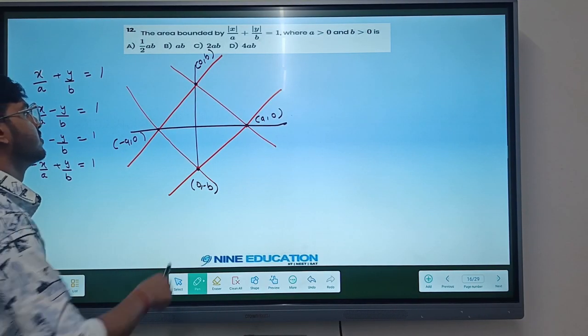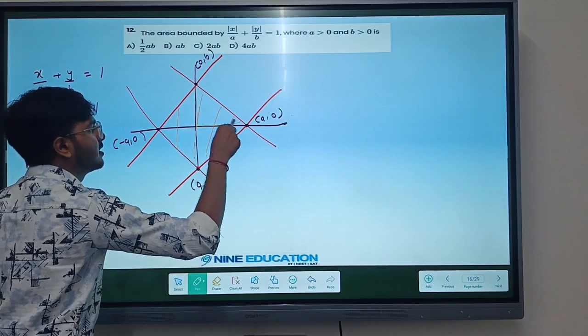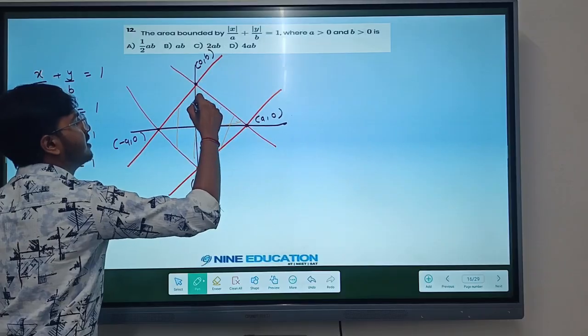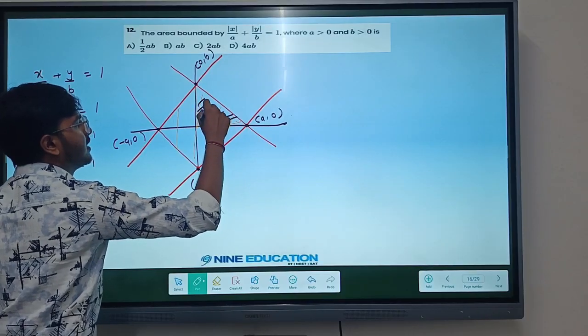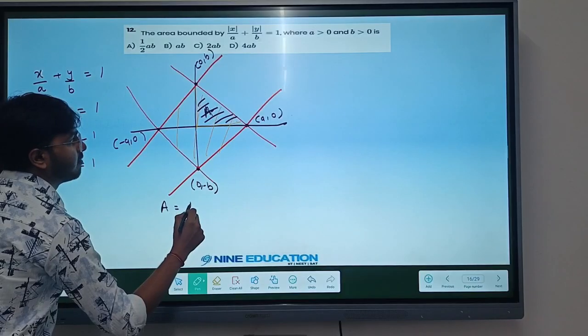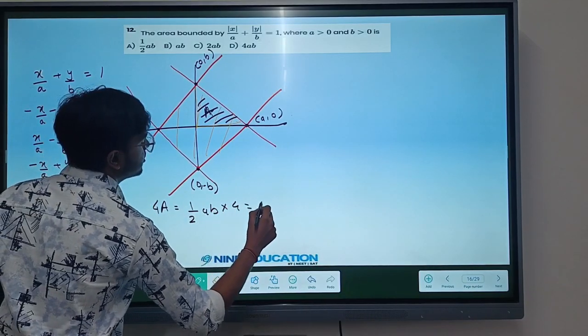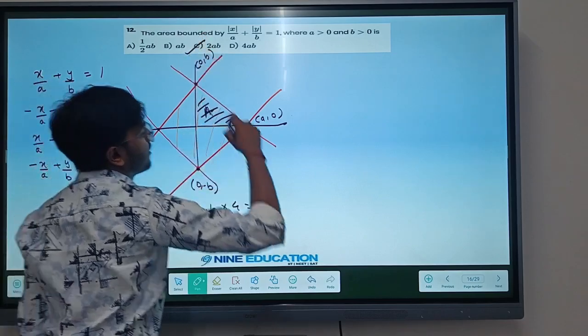So what we need to do is find this whole area. How can we find this whole area? We can find the area of this one triangle and multiply it by 4. What is the area of triangle A? 1 by 2 ab. So total area would be 4 multiplied by that. So your answer would be 2ab.